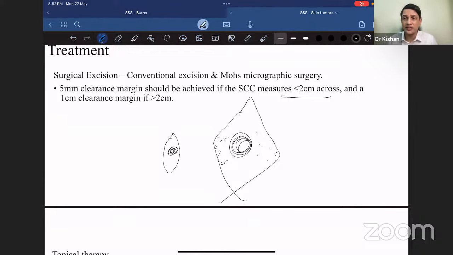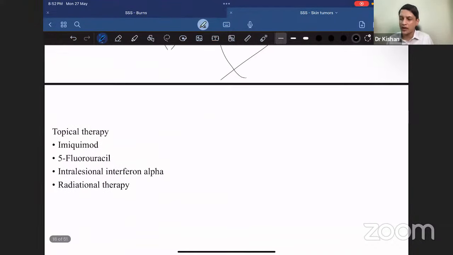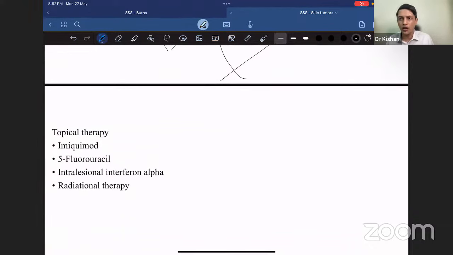If the question is asked on BCC, you have to mention Mohs micrographic surgery and wide local excision. Other treatment modalities: imiquimod, a toll-like receptor agonist, can be used, and 5-fluorouracil can be used, and intralesional interferon alpha 2A or 2B can be used. And radiation therapy: these squamous cell tumors are radiosensitive, so they can disappear with just radiation therapy, so it can be well utilized.